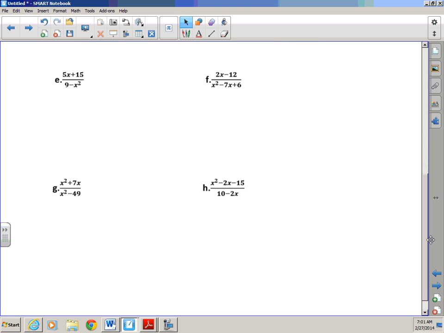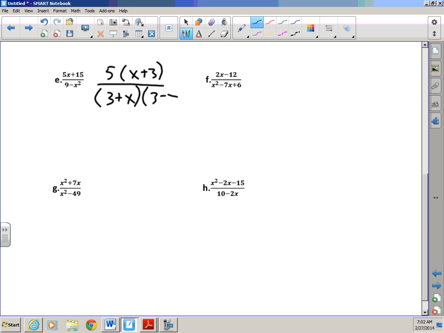Continuing on. I factor this as 5x plus 3. This factors as 3 plus x, 3 minus x. The x plus 3 and the 3 plus x cancel. Why? Commutative property. And you're left with 5 over 3 minus x. Your excluded values are 3 and negative 3.